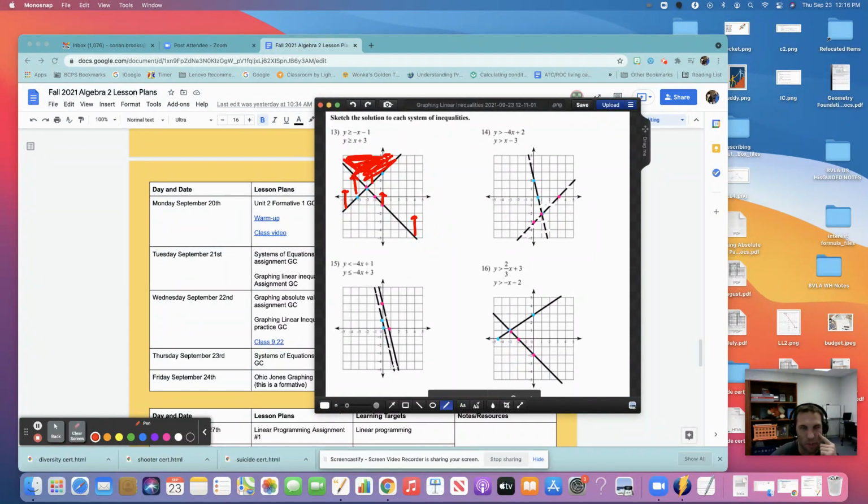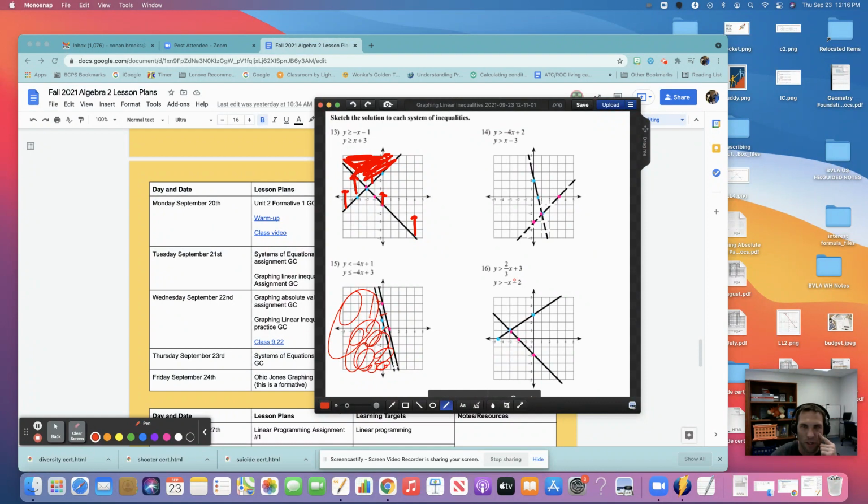It would be right there. Less than for this one and less than for this one, and they're both shaded right here. So only underneath the leftmost line.